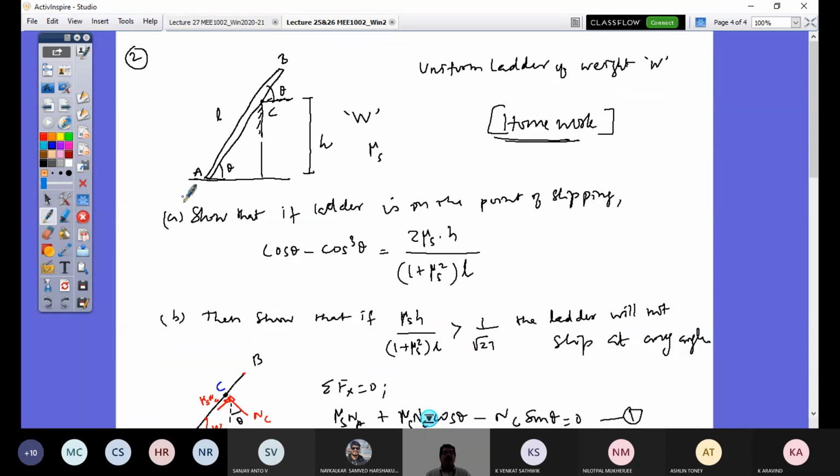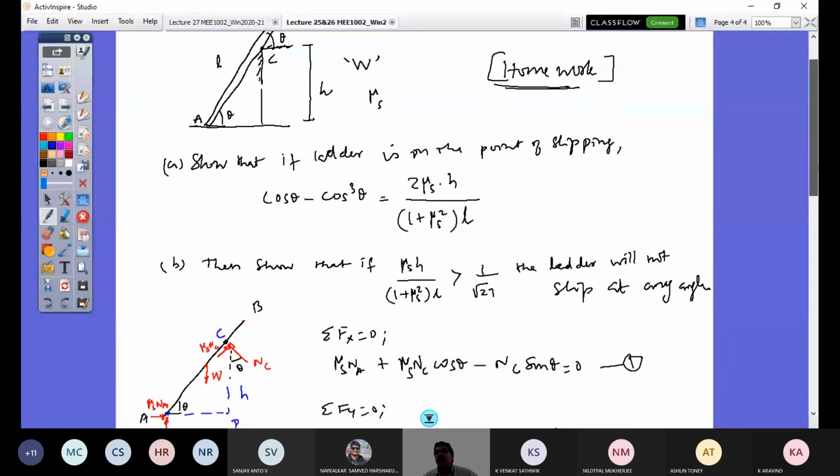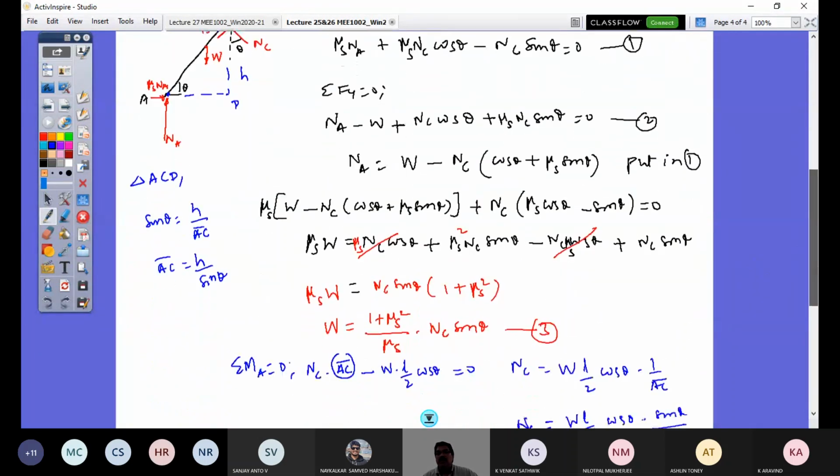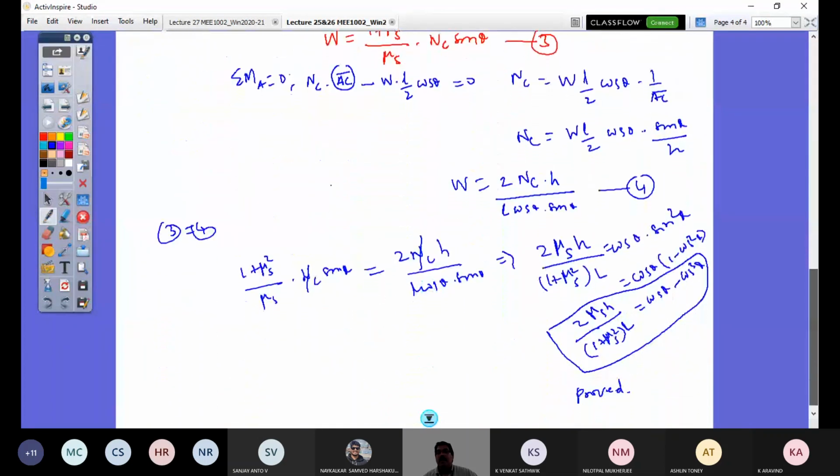So what was that question? When you have this ladder leaning against a wall of height h, where that ladder has been extended further than this height, and you have this lean angle with the horizontal theta, you have to show that if the ladder is on the point of slipping, cos theta minus cos cube theta is given by this expression. This we were able to do comfortably by applying conditions of equilibrium on this free body diagram, and you are able to derive this expression, and hence you have proved this, right? So this is the first part of the question.